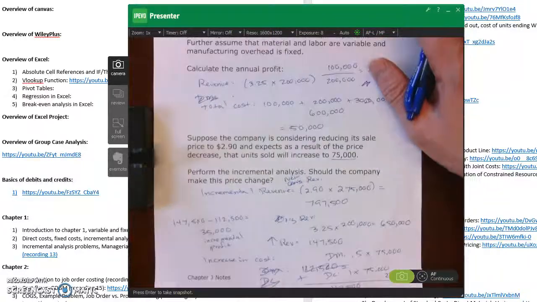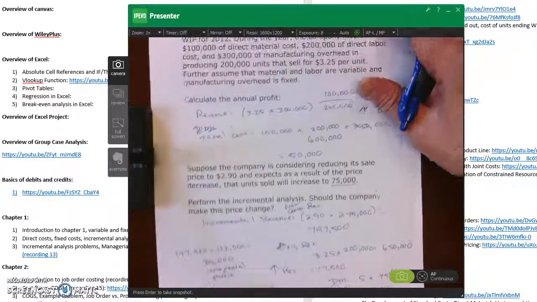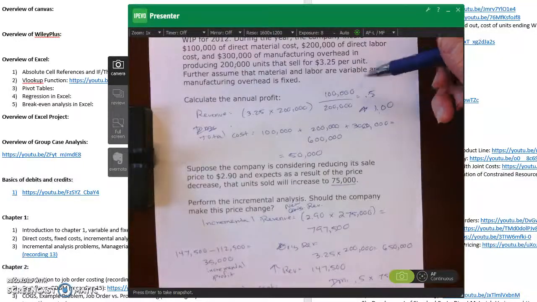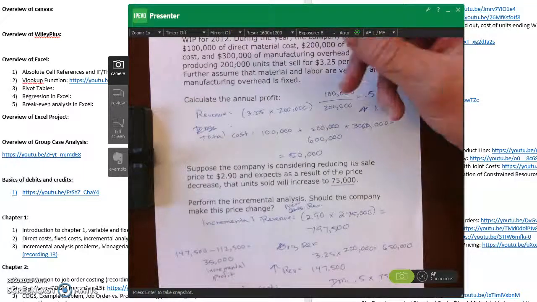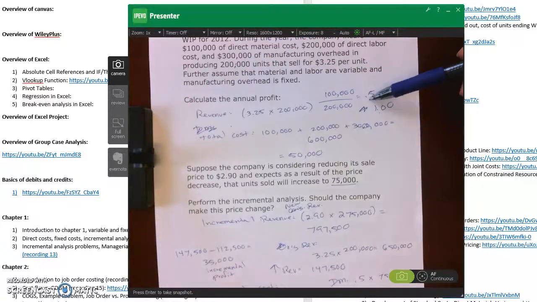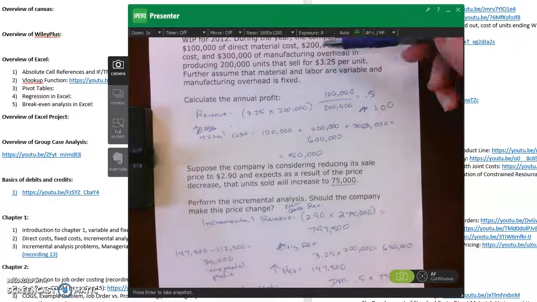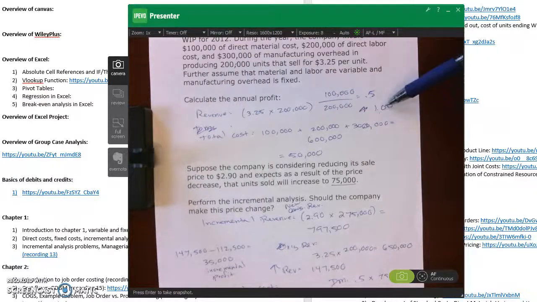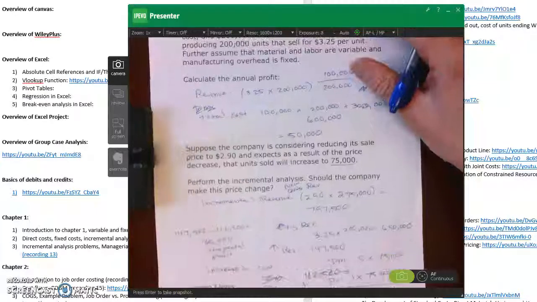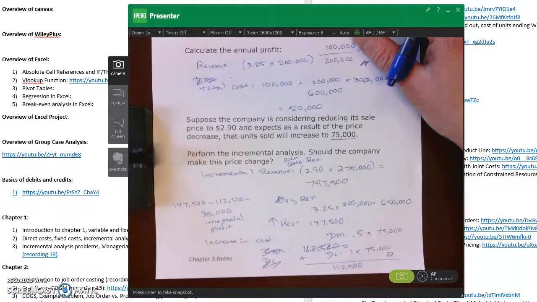Then what I did is I put my direct materials on a per unit basis to figure out the cost per unit of direct materials. It's 100,000 total cost divided by the 200,000 units, 50 cents per unit. I did the same thing with our direct labor, 200,000 divided by the 200,000 units. It's $1 per unit.